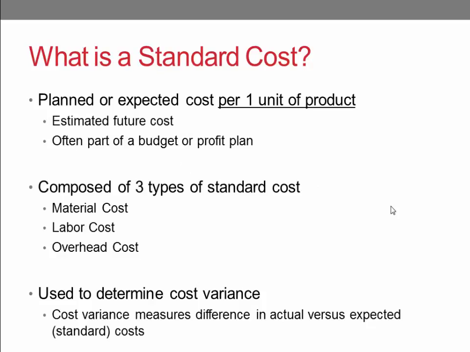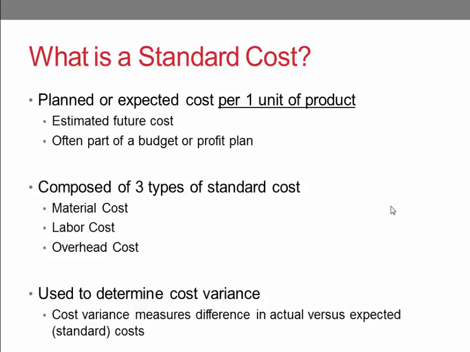So what is a standard cost? A standard cost is a planned or expected cost per one good unit of product. And that's often part of a budget. A budget is completed at the beginning of a year or a quarter, and it says this is what we think we're going to spend in the year or the quarter. So a standard cost is an estimated future cost. It's an estimate for the next year or the next quarter.